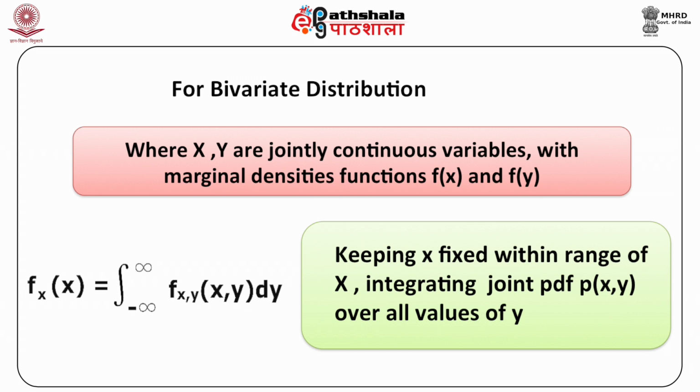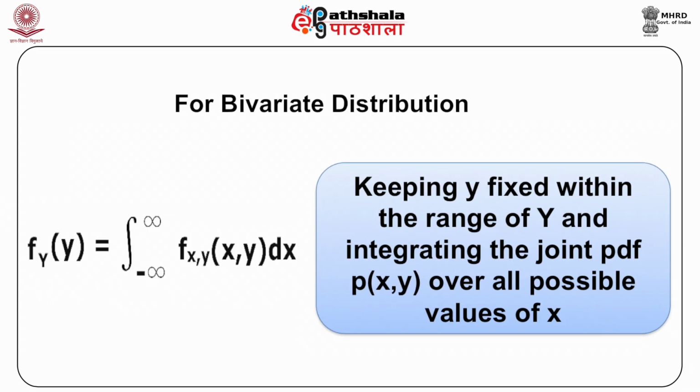In the case of a bivariate distribution, when x and y are jointly continuous random variables, the marginal probability density functions fX and fY are: fX(x) is equal to the integral from minus infinity to plus infinity of f(x,y) dy, keeping x fixed within the range of x and integrating the joint probability density function over all possible values of y. fY(y) is equal to the integral from minus infinity to plus infinity of f(x,y) dx, keeping y fixed within the range of y and integrating the joint probability density function over all possible values of x.